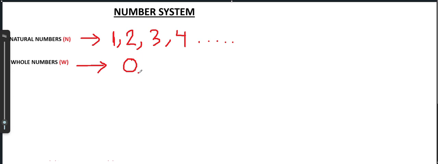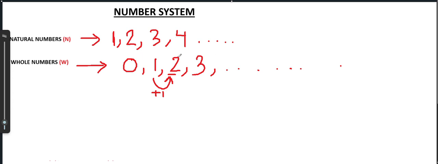Whereas in natural numbers, the smallest number is 1. So in whole numbers, the numbers start with 0 and continue 1, 2, 3, 4 and so on till infinity. Each number is 1 more than the previous number. That is how we get whole numbers. Again, whole numbers are the natural numbers together with 0, and that forms the whole set of whole numbers.